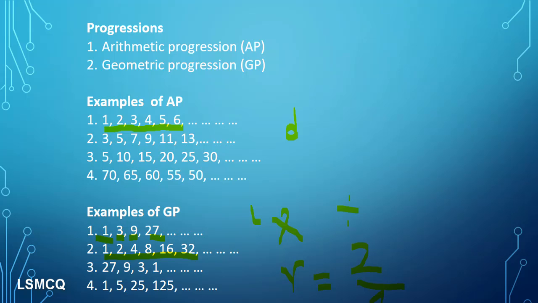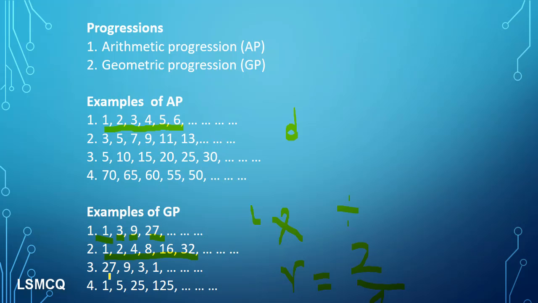So what we have here is that the common ratio is 2 divided by 1, so that's 2. So this number is obtained by multiplying this one by 2. 2 into 2 is 4, 4 into 2 is 8, 8 into 2 is 16, 16 into 2 is 32. I hope that was clear. Let's go to the third example.